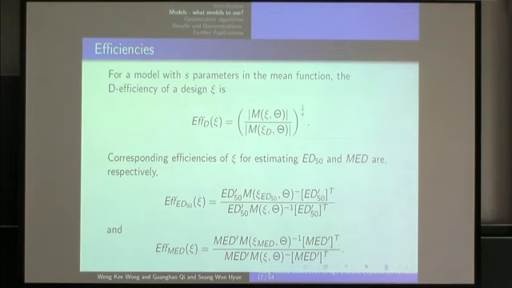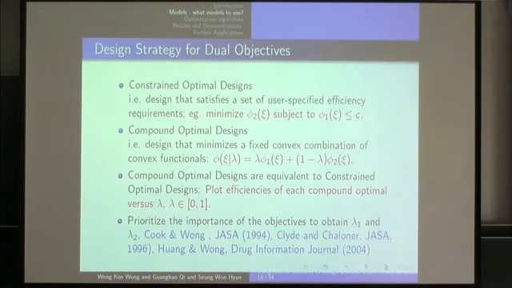So all this is quite standard, and the efficiencies are defined in the way that you would expect. The question here is, how do we do a multiple objective optimal design for this? A quick review: if you have two objectives, essentially what you want to do is prioritize which is more important. These are the optimality criteria, formulated in terms of a convex function of the information matrix.